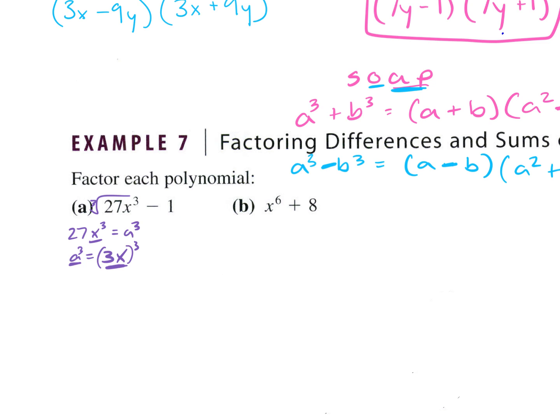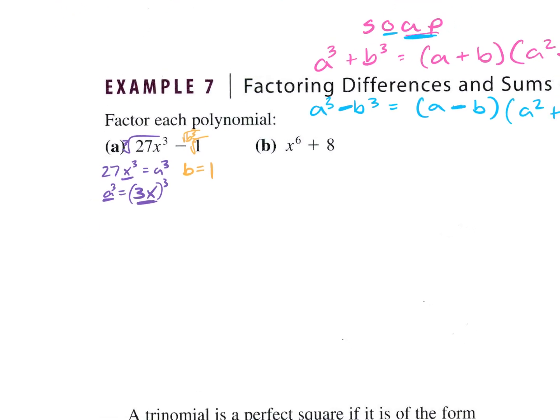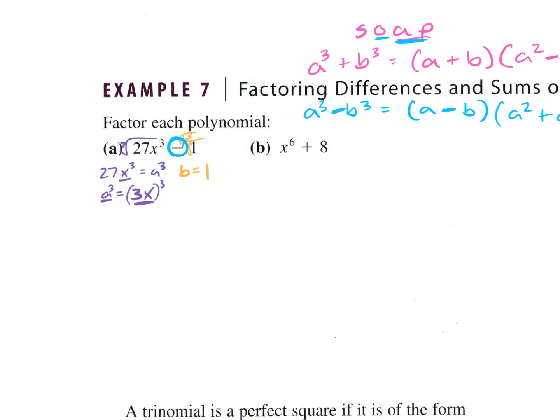And then same thing with 1, we know that this is b cubed. So if I took the cubed root of both of these, cubed root of 1 would be just 1. So b is 1. So we're going to plug that in. Since it's a minus sign, we're using this formula here. So we start off with 3x minus 1 times 3x squared. Then the next sign would be plus 3x times 1. And then always positive would be plus 1 squared.